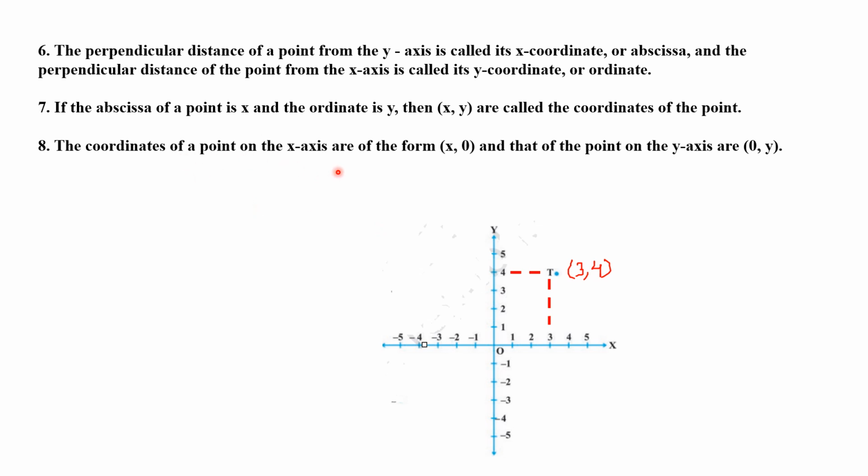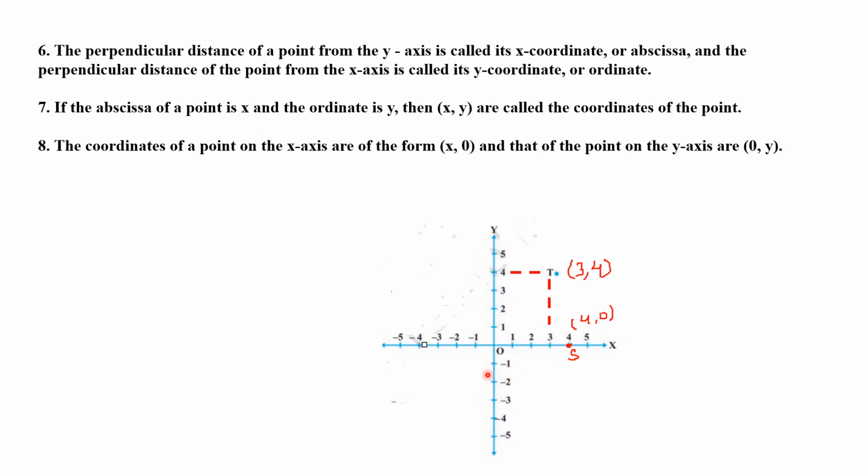The coordinates of a point on the x-axis are of the form x, 0. So if you take any point over here, suppose I have taken one point over here and this point is S, the coordinates of point S will be 4, 0. Why? Because the x-coordinate is what? The perpendicular distance from the y-axis. Now this is your y-axis, this is the point, so the perpendicular distance is 4 units. So the x-coordinate is 4. But what is the perpendicular distance of this point from the x-axis? As it is on the x-axis, the perpendicular distance is 0. So that's why it is 4, 0.